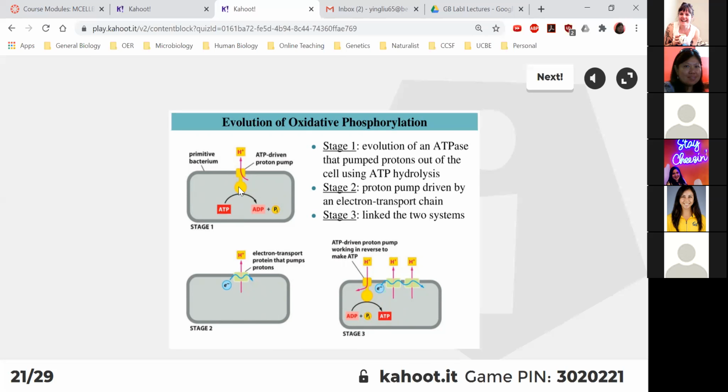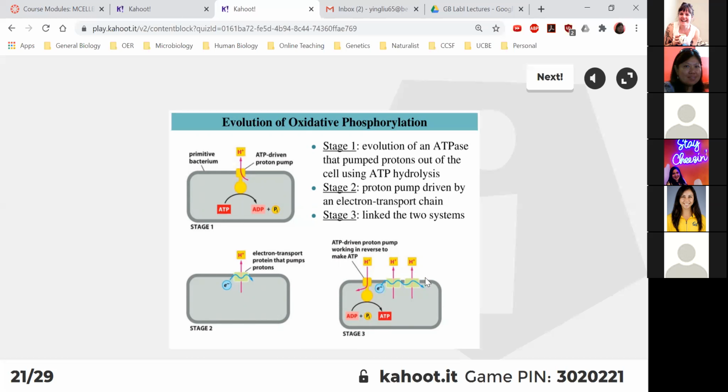So this initial one is actually opposite of what we're seeing, because what we're seeing over here is using the proton gradient to synthesize ATP. But they think that initially it was a proton pump that could pump protons outside of the cell using energy produced by ATP hydrolysis. And then at some stage, another proton pump evolved, driven by the electron transport chain. And then eventually these two things were connected.